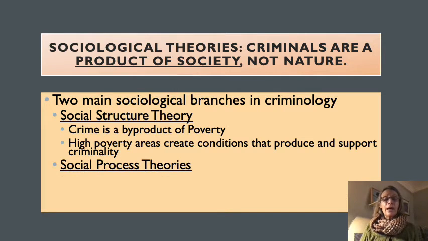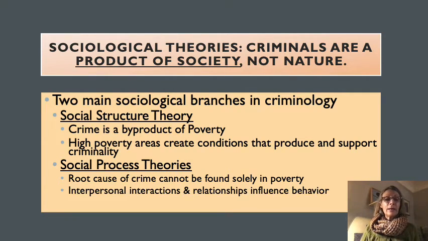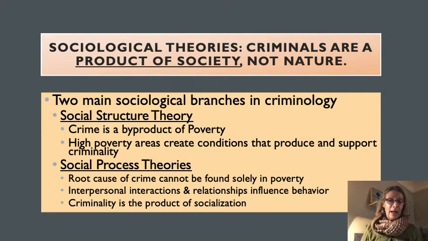The other branch within sociological theory is known as social process theories. Here they argue that the root cause of crime can't be found solely in poverty, that interpersonal interactions and relationships with other humans influence people's behaviors, either in a positive pro-social way or in a negative antisocial or asocial criminal way. So let's take a look at each of these branches in more detail.